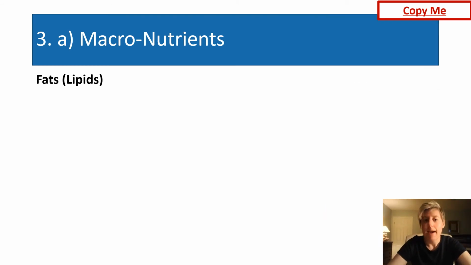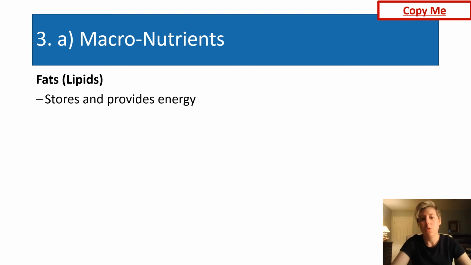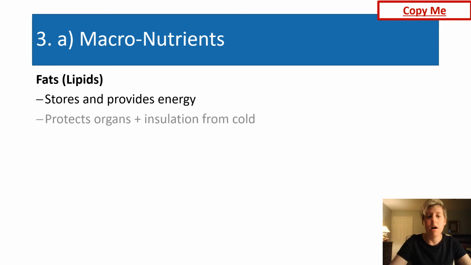Our last macronutrient are lipids, which are also commonly known as fats. So they store and provide energy. So a lot of the time, if your body has too many macronutrients that it doesn't need, either it will get rid of it or it will store it. And it tends to store it in the form of lipids. And it's also actually really important as a form of insulation from the cold and protects organs.